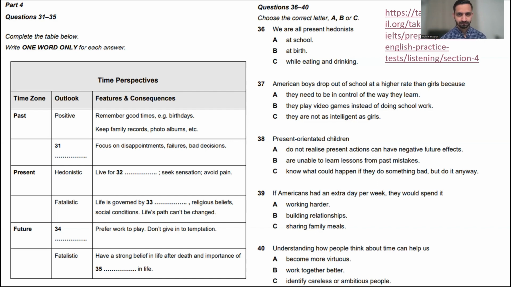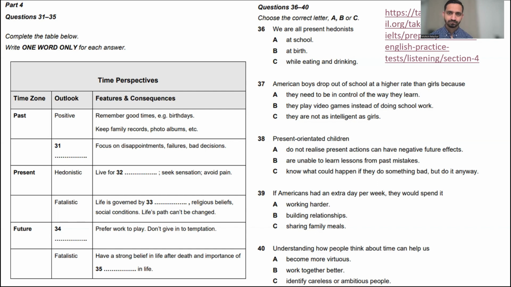You might ask, how do these time zones affect our lives? Well, let's start at the beginning. Everyone is brought into this world as a present hedonist. No exceptions. Our initial needs and demands, to be warm, secure, fed, and watered, all stem from the present moment.